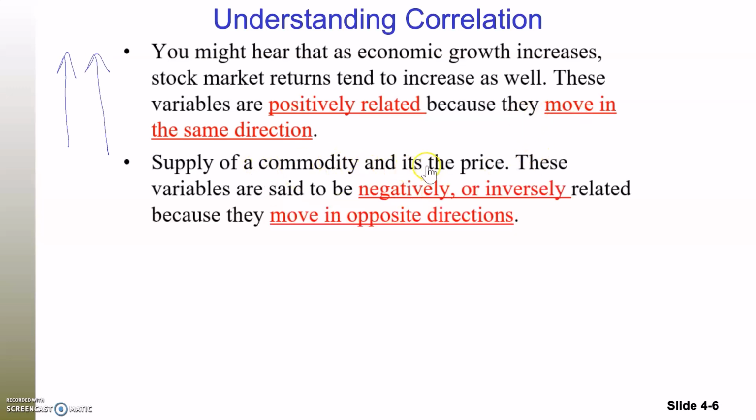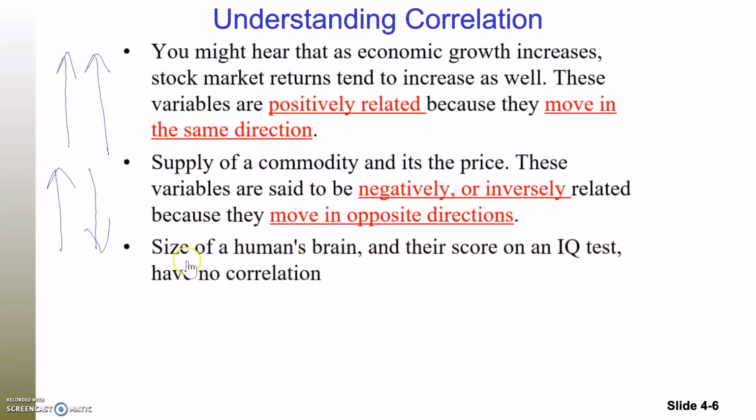Supply of a commodity and its price, these variables are said to be negatively or inversely related. Why? Because as one variable increases, the other tends to decrease. It's a very famous economic principle. I hope you remember that. The supply of a commodity and its price vary inversely. As one of them increases, the other tends to decrease, right? So they move in opposite directions. Such a correlation is called a negative correlation.